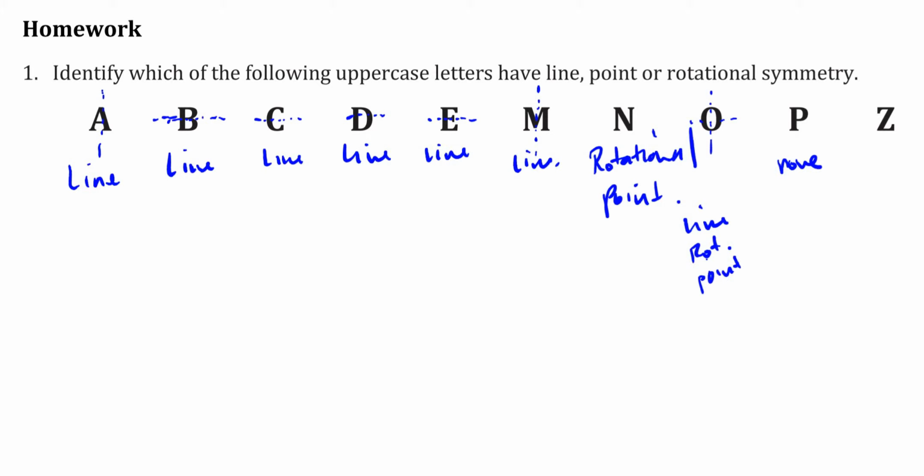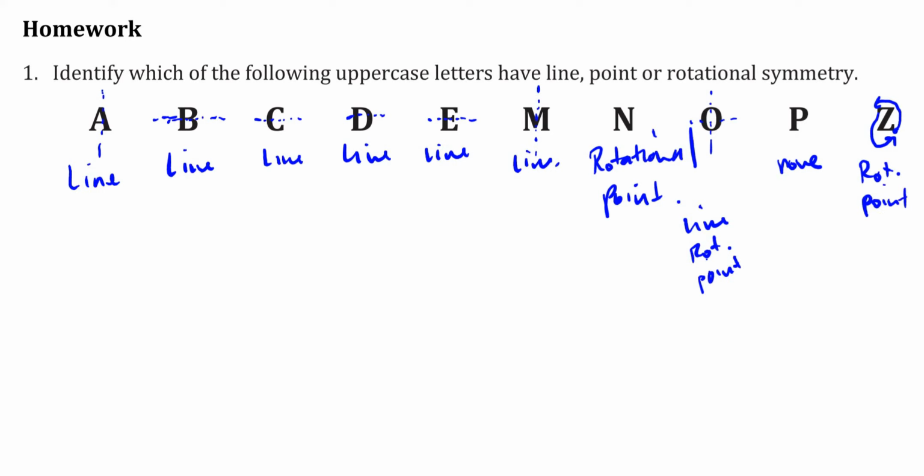Z, if I was to take Z and draw a line through it in any direction, it would not come on top of itself, so no line symmetry. If I was to rotate Z, so if I was to take Z and rotate it up, like this point would come all the way up to there, and this point would come all the way down to there, so it would actually have rotational symmetry and point symmetry.